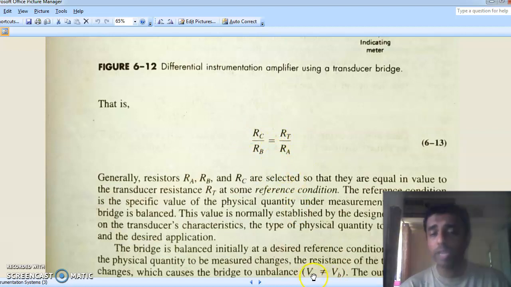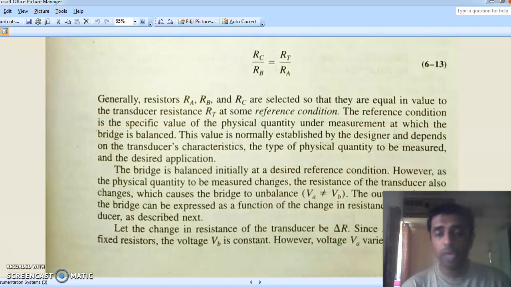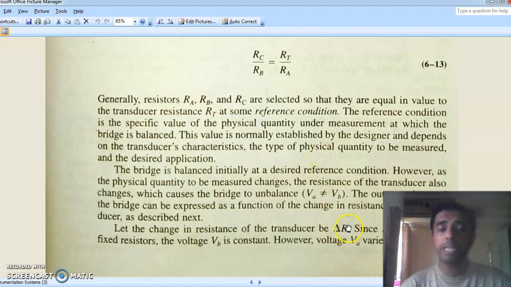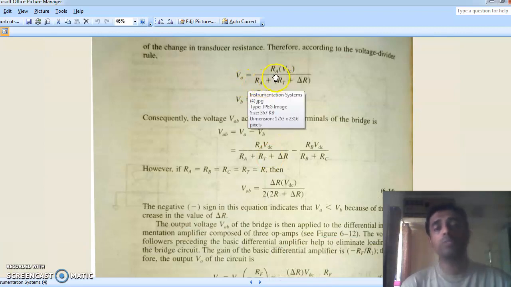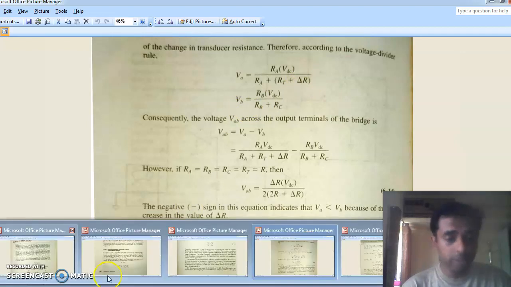And what happens when VA is not equal to VB? That is when RT changes. That's the next condition we are going to see. That is, when there is a change in resistance, RT gets increased or decreased by an amount delta R. So we'll see the mathematics of that. VA now becomes RA divided by RA plus RT plus delta R, because earlier it was only RT, now it is added by delta R. And VB more or less remained the same. VB is a constant. Why is VB a constant?